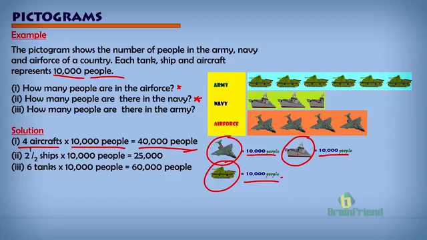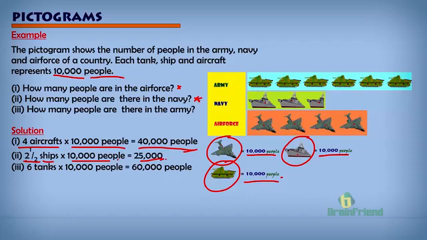All right? Remember, each warship is worth 10,000 people. So we simply say 2.5 warships times 10,000. And of course, if we multiply that, we'd have 25,000 persons. So we have 25,000 persons in the Navy.